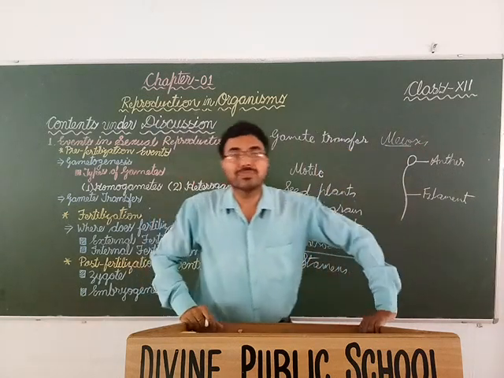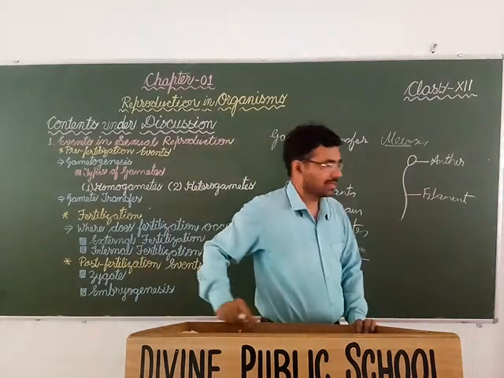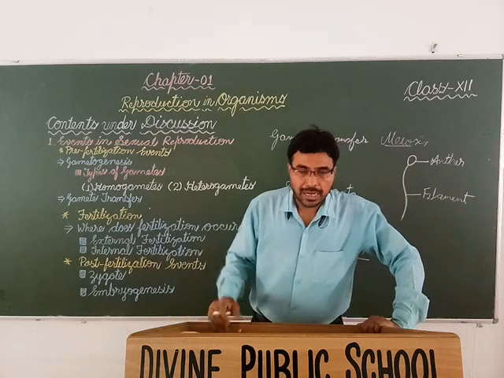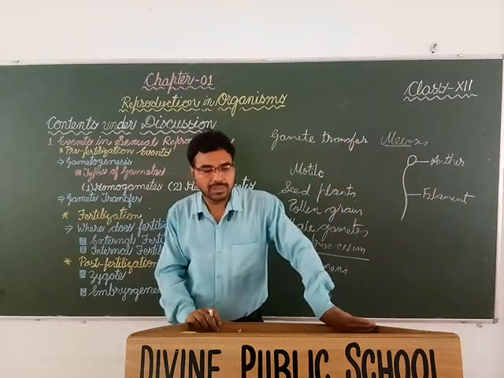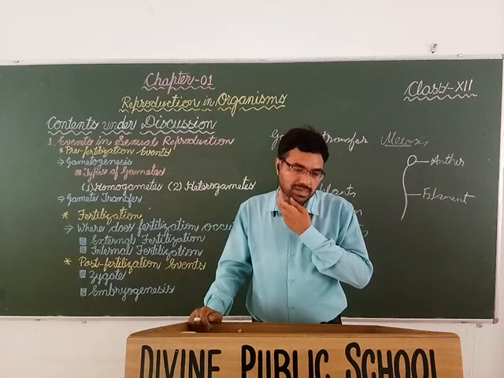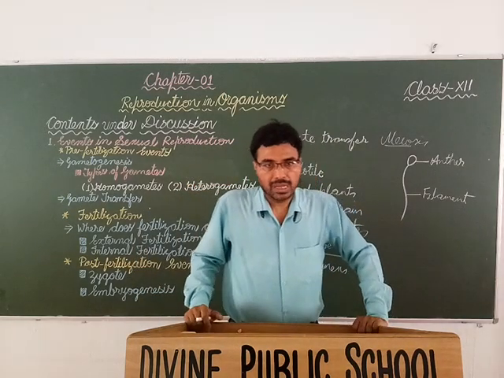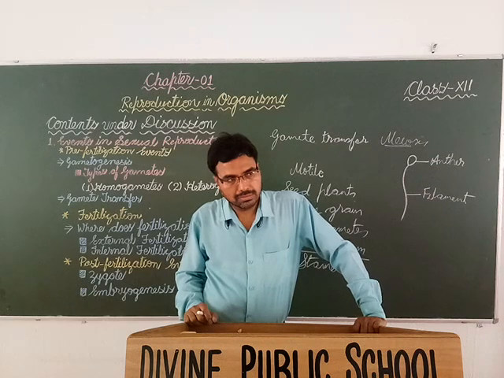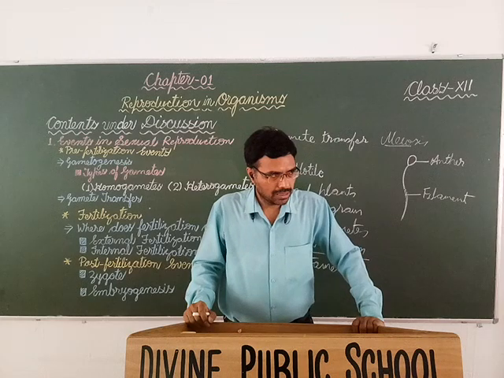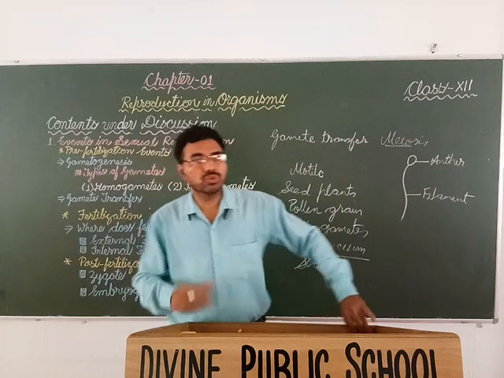So, as a result of meiosis inside this anther, haploid cells are formed, and these haploid cells are actually the pollen grains, and inside this pollen grain there are two male gametes. In each pollen grain, two male gametes are there.